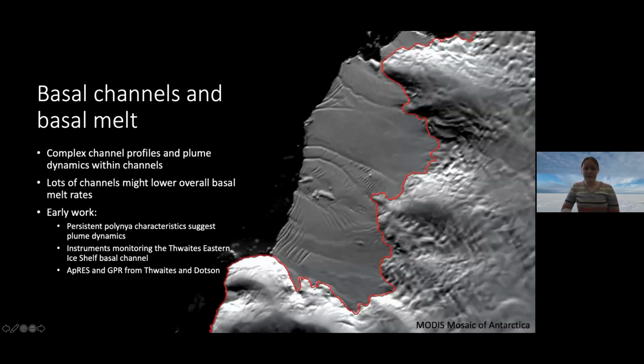Another aspect of basal channels, which is perhaps obvious because it's what drives these channels, is the relationship with basal melt itself. It is melt from these plumes that forms these troughs on the base of the ice shelf that cause the top to sag in. And this relationship between how the ocean melts the ice shelf within these basal channels, and how the melt rates in basal channels relate to overall average ice shelf melt rates, is really, really complex. We see really interesting plume dynamics within channels, and we've got a bunch of work going on in the early stages to look at this a little bit more.